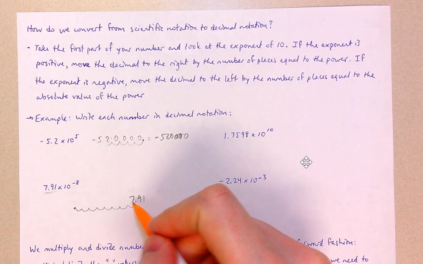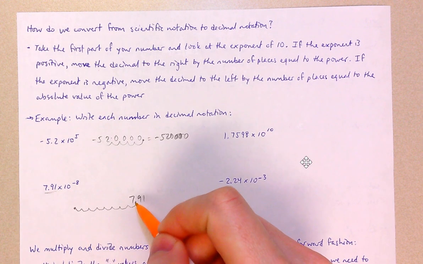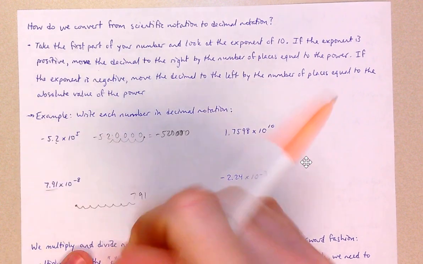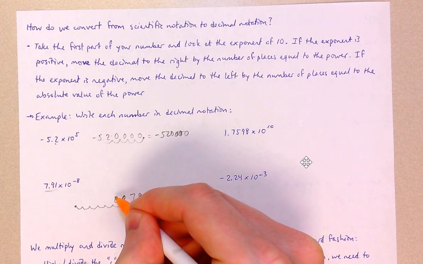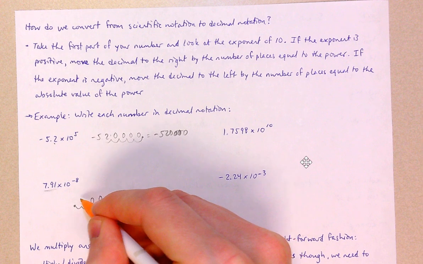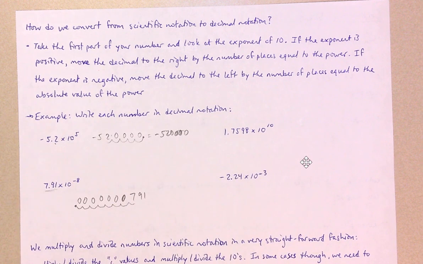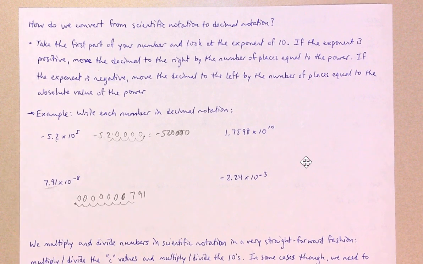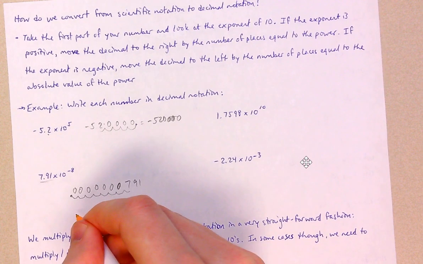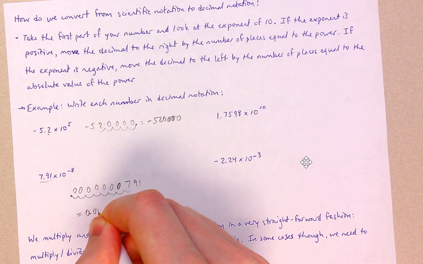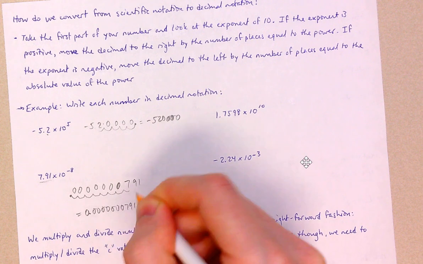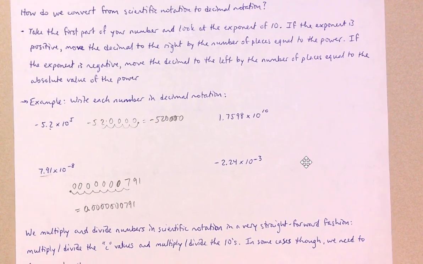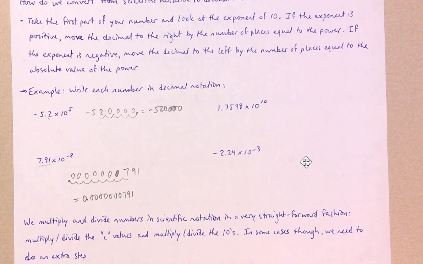And again, we see the decimal point all the way over here. The rest of my number is there. You think, okay, what the heck? But we have to fill in zeros for these sort of missing blanks, these open spots here. So I have 0.00000000791. And that is this number in decimal notation.